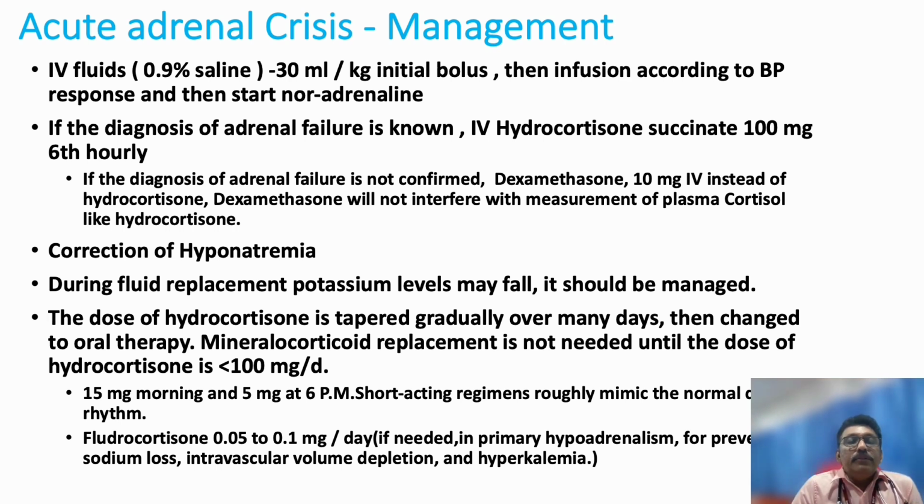The hydrocortisone is tapered gradually over many days, then changed to oral therapy. That means initially we give hydrocortisone 100 milligram every 6 hourly, then slowly reduce the dose to hydrocortisone 100 milligram daily. Then 2 doses, like normally we give hydrocortisone 10 milligram in the morning and 10 milligram in the evening, and some patients may require fludrocortisone 0.1 milligram per day if the patient does not have adequate signs of intravascular volume buildup. Then fludrocortisone can be added.